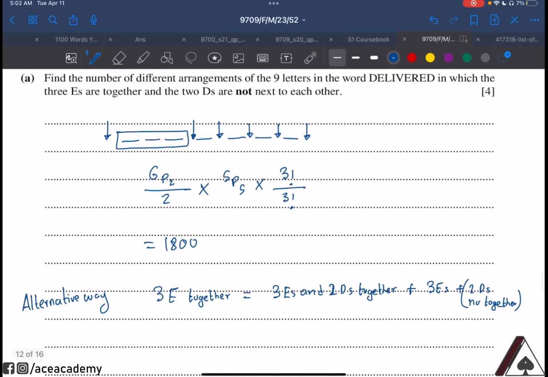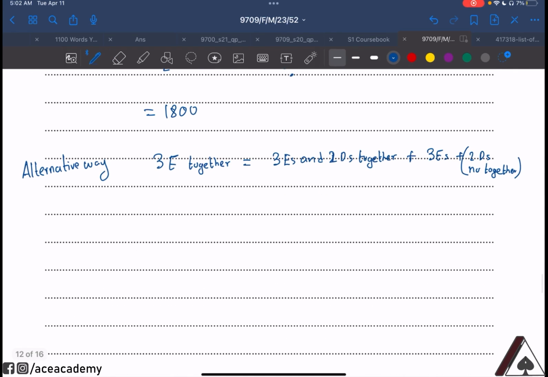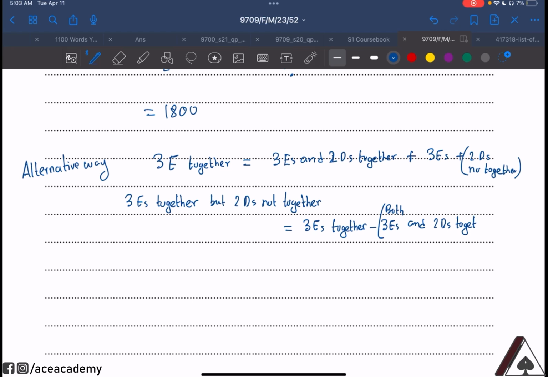Alright, so the question asked that 3 E's are together but the 2 D's are not together. So rearranging this: 3 E's together but 2 D's not together equals 3 E's together minus both 3 E's and 2 D's together.